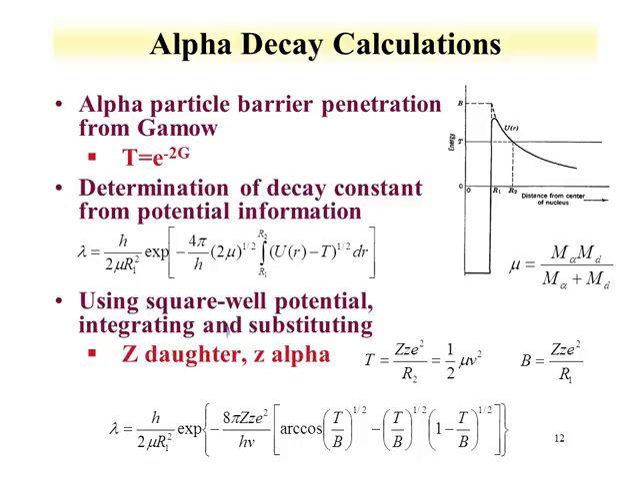The equation comes out to be this term, where the decay constant is equal to a number of factors. The large Z here is of the daughter. The small z is the alpha particle. And we also have some other terms here, T and B, which are just functions of Z and the radius, or we can talk about it in terms of the mass, and the B and the radius.